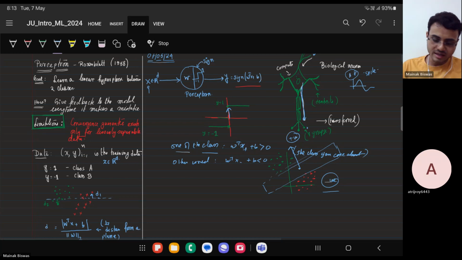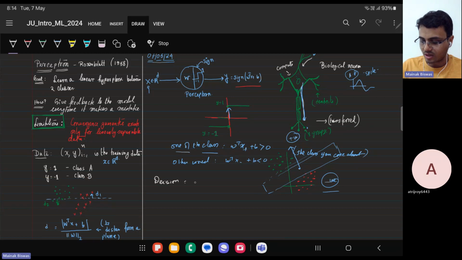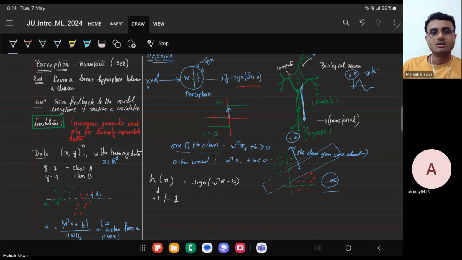So give me one intuition. How would you penalize the model when you train it? That's the question that I want to ask. First tell me what would be the output. Your decision would be, do you agree, sign of W transpose X plus B? Your H of X, which will be plus or minus 1, right? Yes or no? If it is a positive case, if it is greater than 0, it will return 1. If it is less than 0, it will return -1.